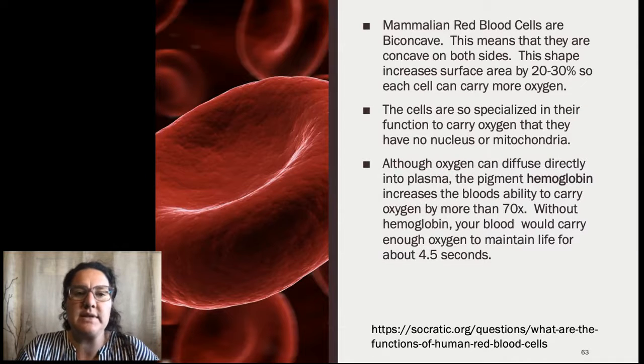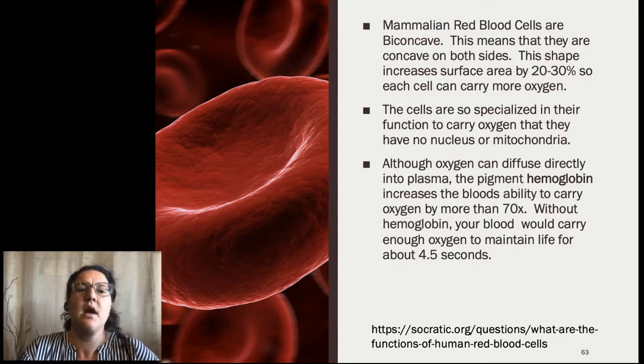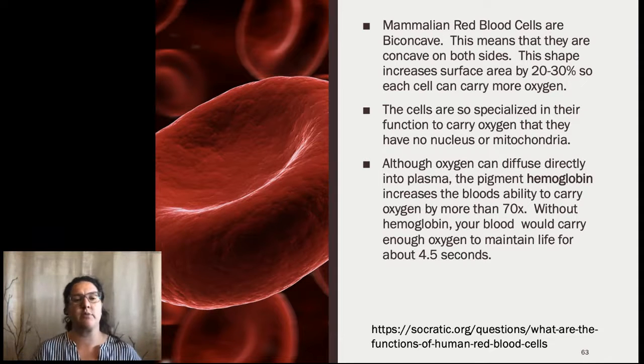So mammalian red blood cells are biconcave, which means they're concave on both sides. So if you took a ball and kind of squished both sides. They're so specialized in their function that they don't have a nucleus or mitochondria, which means they aren't able to reproduce themselves, which is why they're reproduced in their bone marrow.